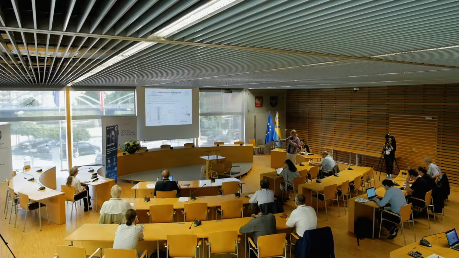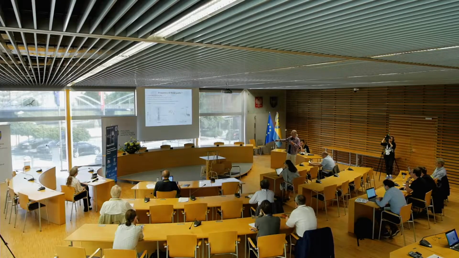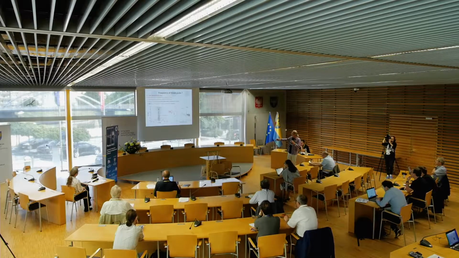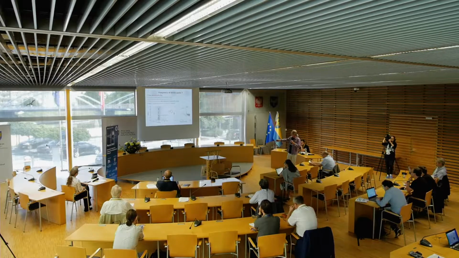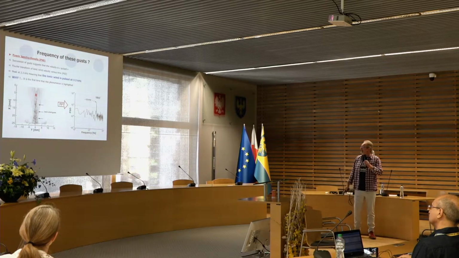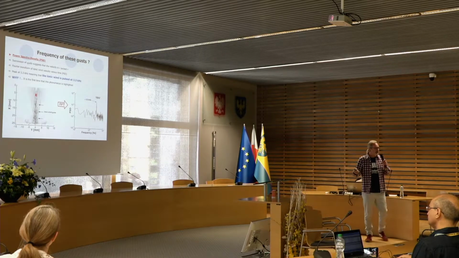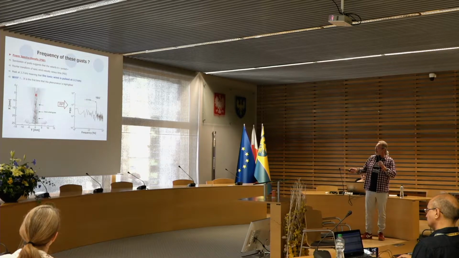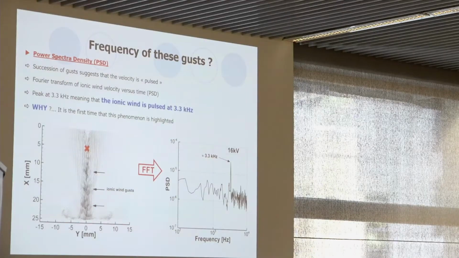But there is another feature. If we observe this flow, we can see that the velocity is not constant along the distance between the needle and the plate. There are some ionic wind gusts, so that means that the velocity is pulsed. To have the frequency signature of this pulsed velocity, we can plot the FFT of the velocity at a given point, for example, and we have a peak at 3.3 kilohertz. So the question was why? Because it was the first time that somebody highlighted this phenomenon.